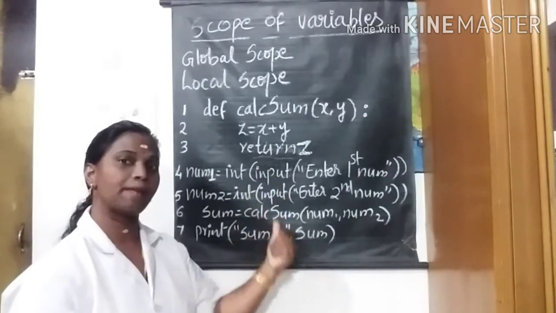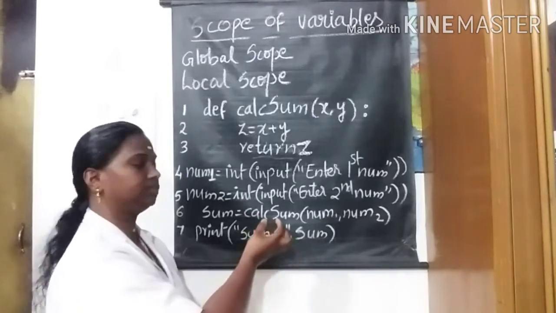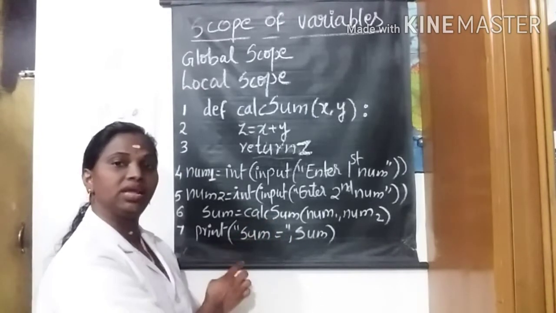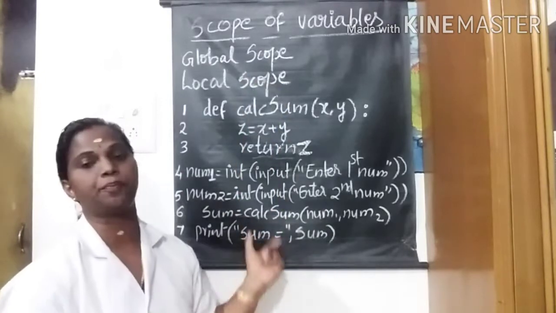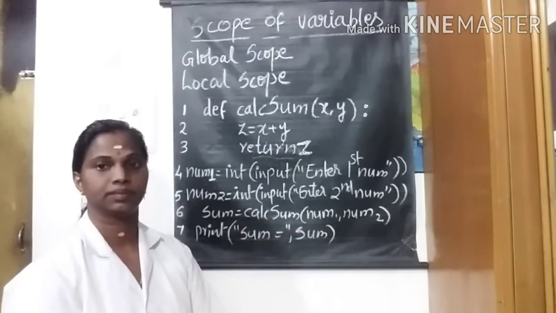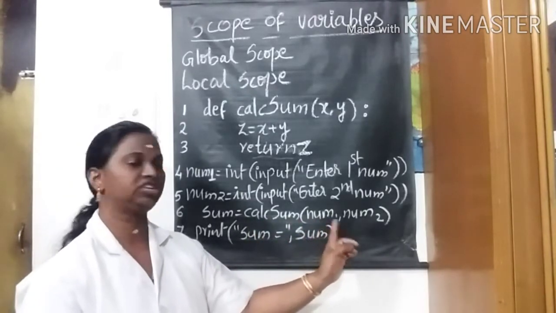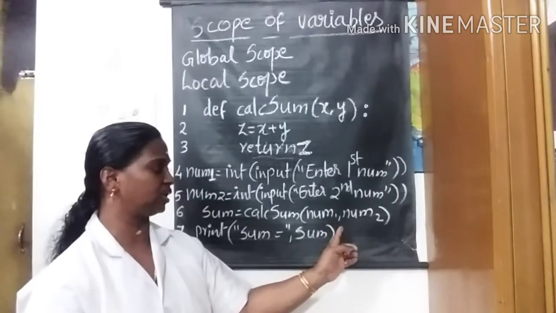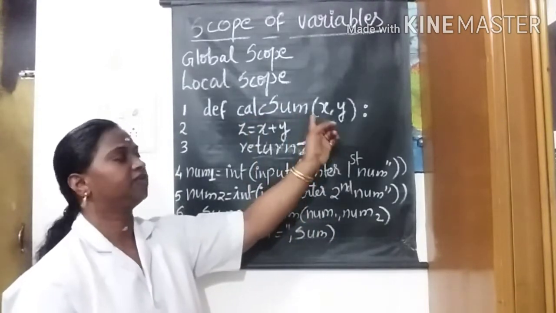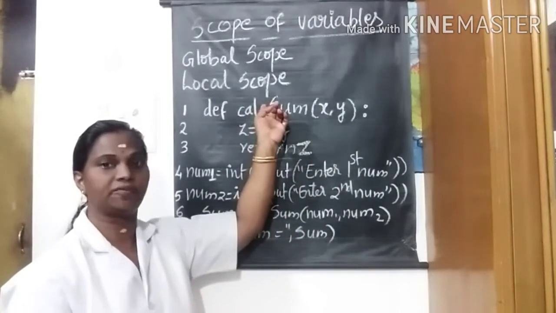This is the main program. So whatever variable you define here will be visible and accessible in the entire program. So here this is the function call statement. Here we are passing two parameters, num1 and num2. When you call this statement, the function will be called. This is the caller and this is the called function.